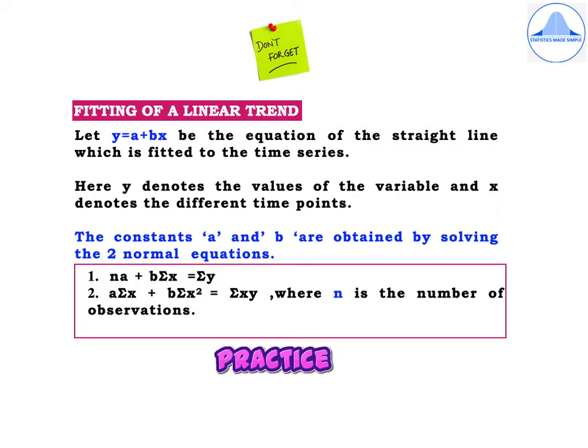So the two constants a and b are obtained by solving the two normal equations which are given by: the first one is na plus b summation x is equal to summation y. Second is a summation x plus b summation x square is equal to summation xy, where n is the number of observations. Please be thorough with the two normal equations which are used for fitting of a linear trend. This will be used in the problems.